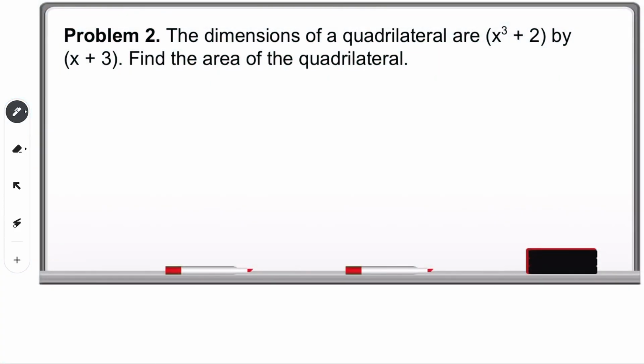Here's your problem 2 for the day. You know what to do. Take a screenshot, jot it down, and solve it in your assignment for the day.